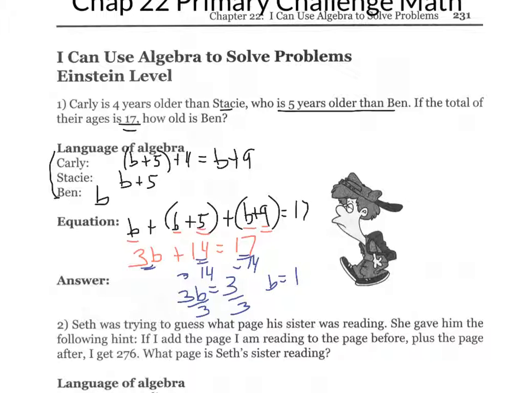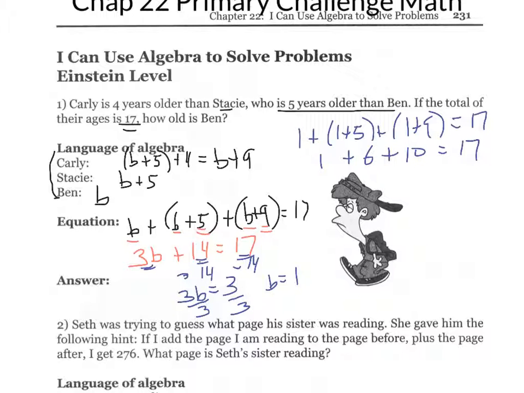Now we want to prove this, so we say is 1 plus 1 plus 5 plus 1 plus 9, does that really equal 17? So 1 plus 6 plus 10, does that equal 17? So 7 plus 10, does that equal 17? 7 plus 10 is 17, that does equal 17. And we do our happy dance.